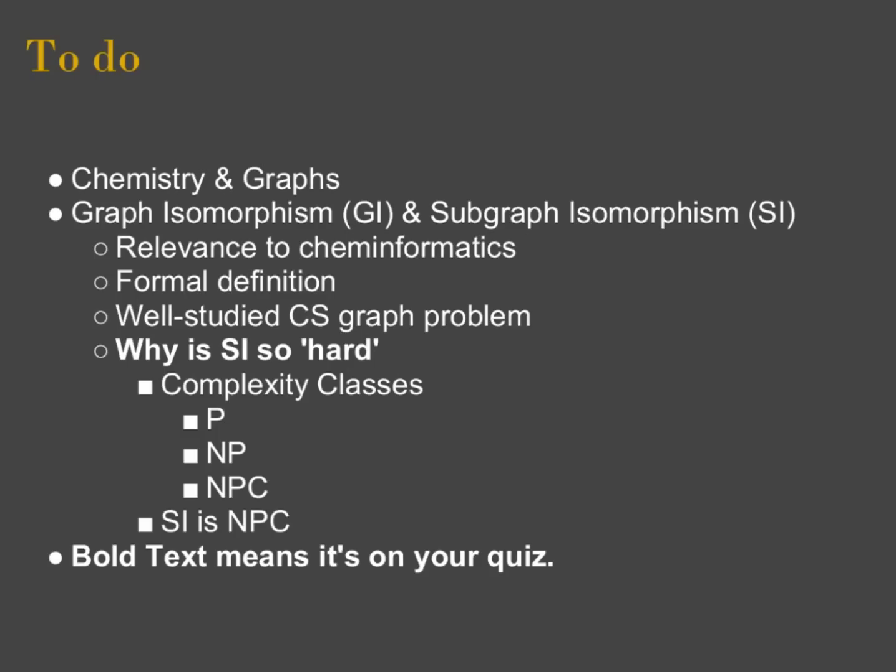So during this presentation, I'm going to talk about chemistry and graphs and the background behind the computer science and chemistry merging together, and what that means and why that's important to these two problems. Graph isomorphism and subgraph isomorphism will be the main topics. I'm going to refer to them as GI and SI. If you hear me say GI, that's the graph isomorphism problem, and SI is the subgraph isomorphism problem. Those are two distinct problems, so do not confuse them.